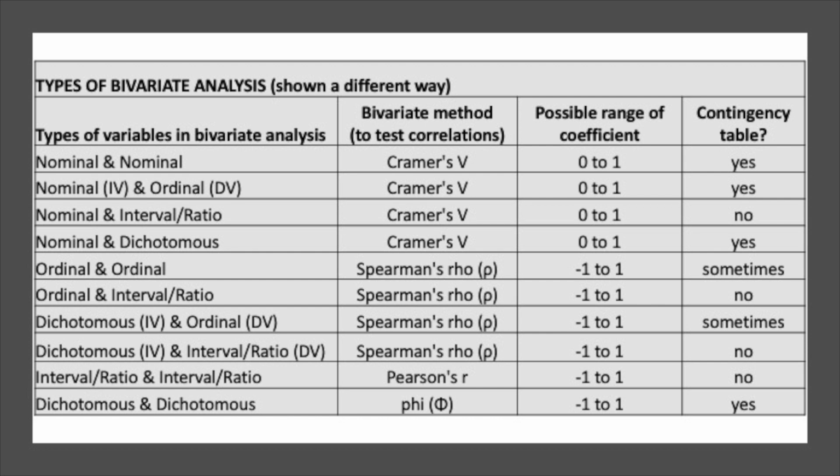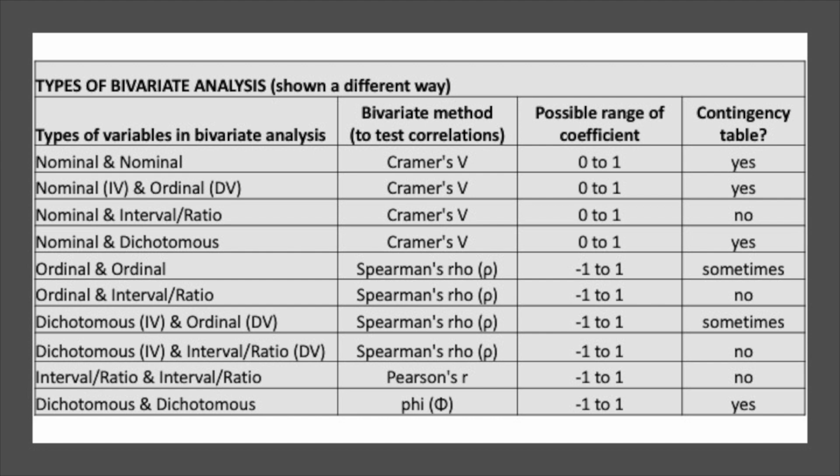And here's the same thing shown a different way. So this is something that I put together, a spreadsheet that has the different types of variables that you have on the left side, and then the next column is the bivariate method that you would use to test for correlations. Then after that, you see the possible range of the coefficient.